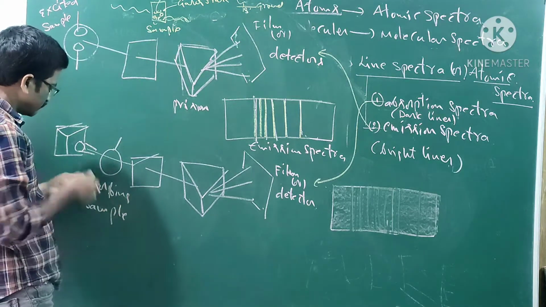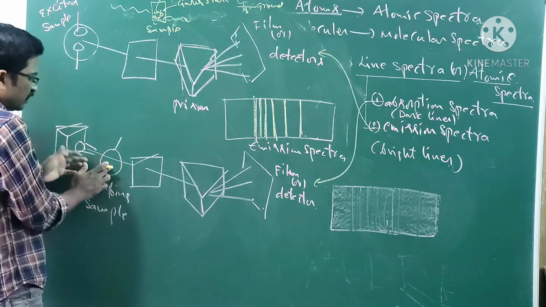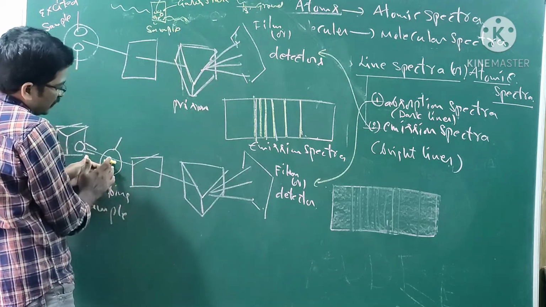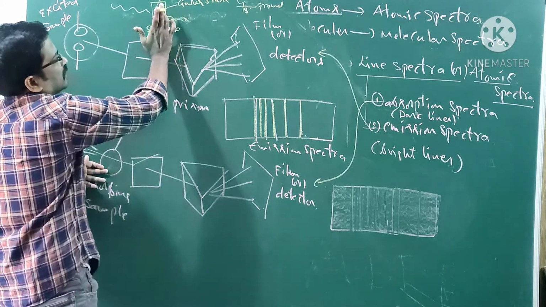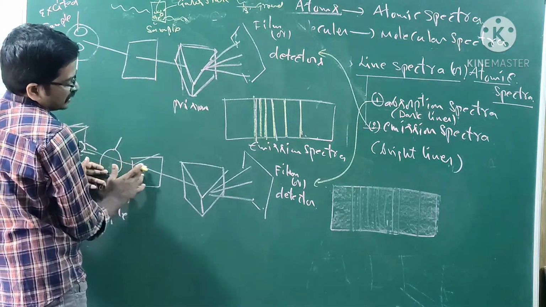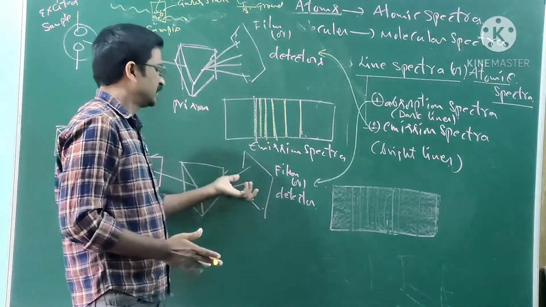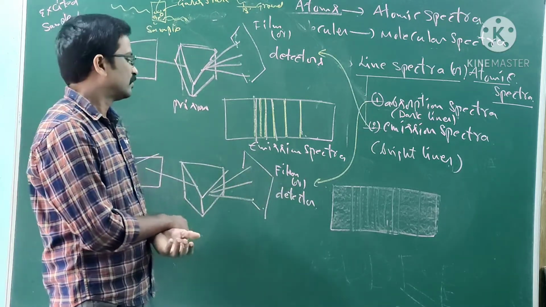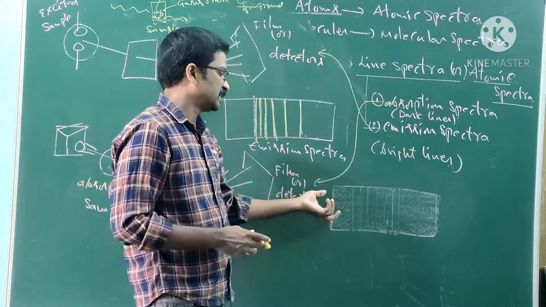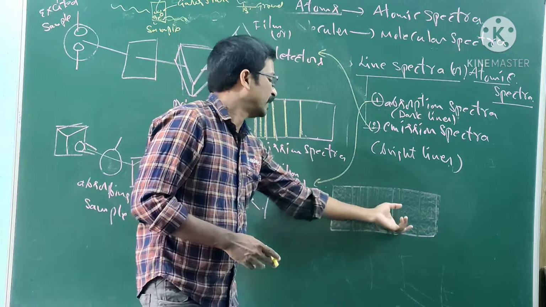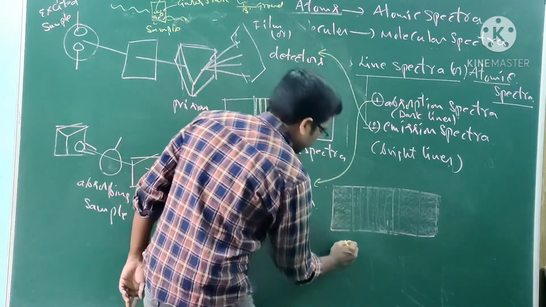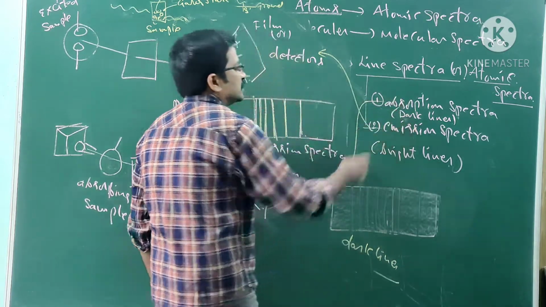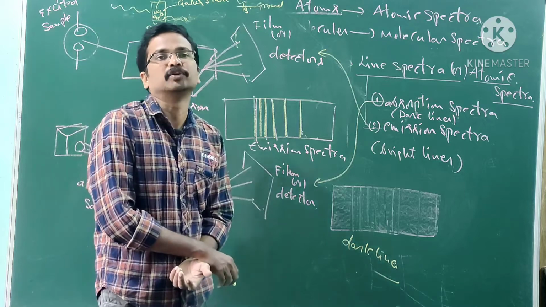Here, white light falls on a sample, then some energy is missing. After energy is absorbed by the atoms, the remaining energy comes out like this, which is detected. From this electromagnetic radiation we get this spectra, which contains dark lines. Previously we saw dark lines appear in absorption spectra.